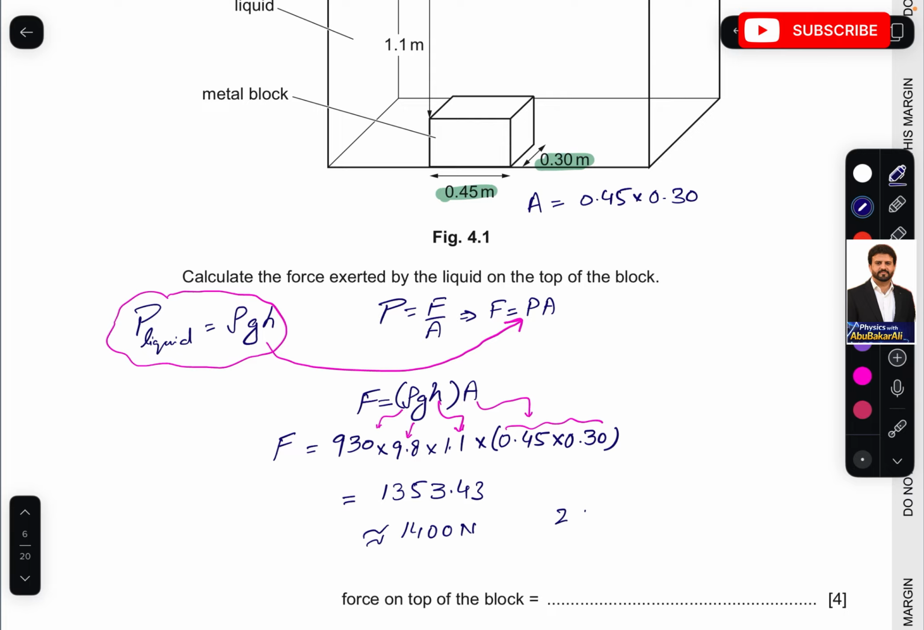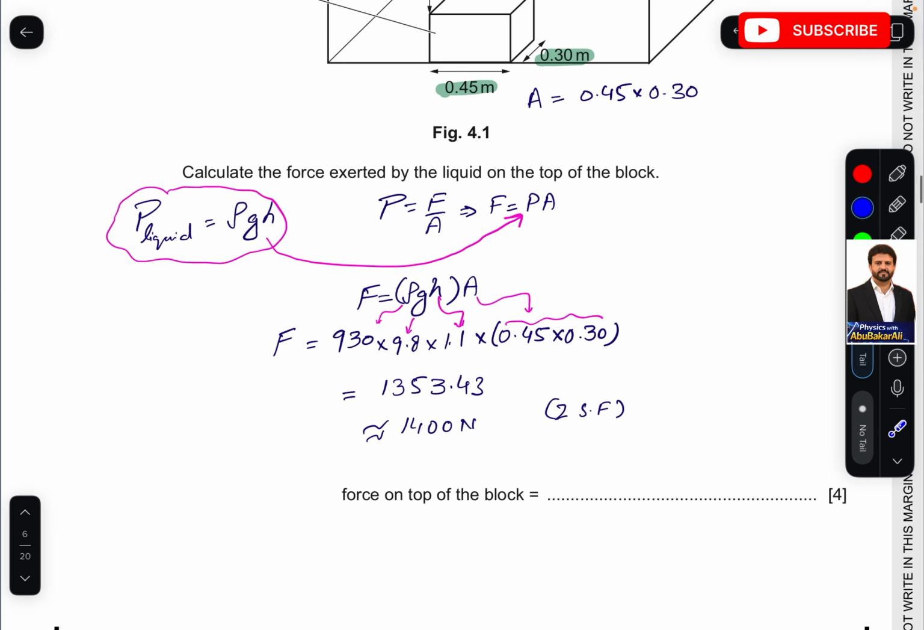What I have done, I have converted this to two significant figures. What is the rule to convert? Basically, you have to see your data. The least number of significant figures in the data will define how many significant figures will be in your answer. So it will be 1400 Newton. Don't forget to write down the units for it.